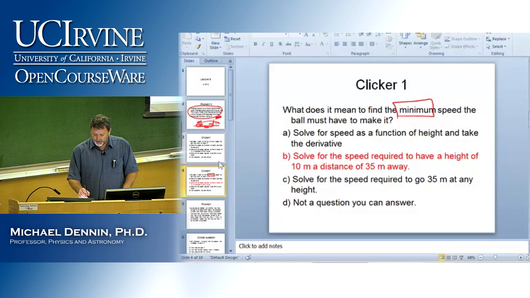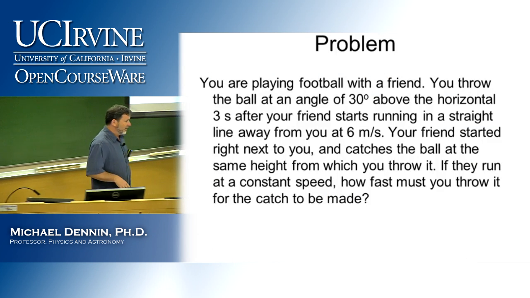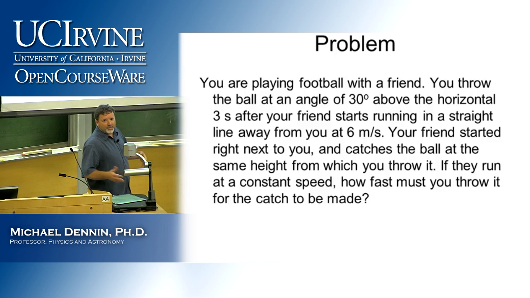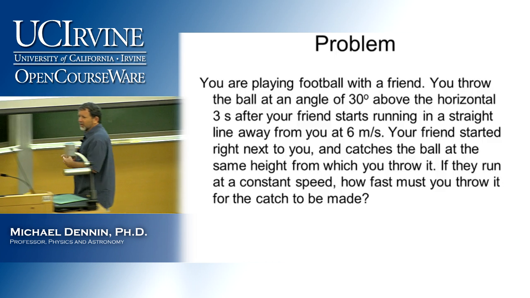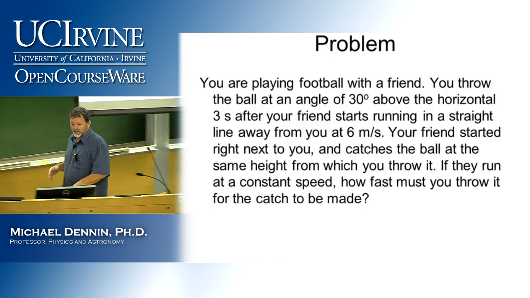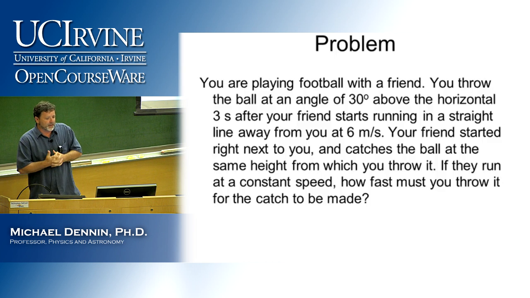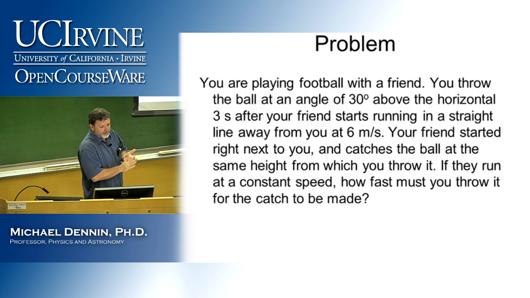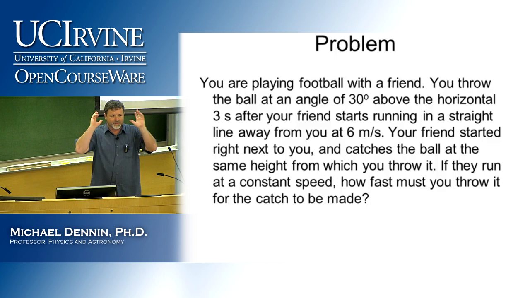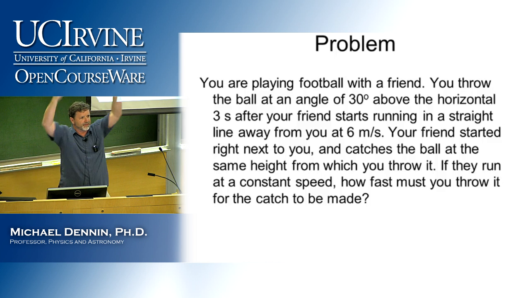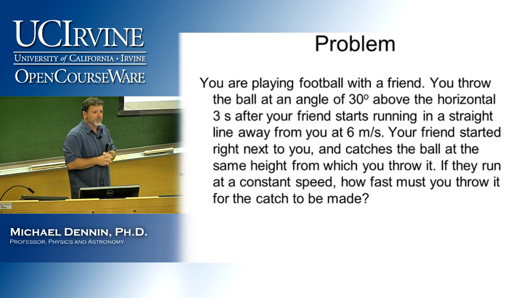So now we move to problem number 2. Staying with our football theme. Sometimes it's baseball. I should have used baseball because we're in the spring. But I last taught the course years ago in the fall, so we got a lot of football examples. Playing football with your friend, you throw the ball at an angle of 30 degrees above the horizontal. 3 seconds after your friend starts running in a straight line away from you at 6 meters per second, your friend, who started right next to you, catches the ball at the same height with which you throw it, because you're exactly the same height and they don't jump up. If they run at a constant speed, how fast must you throw it for the catch to be made?